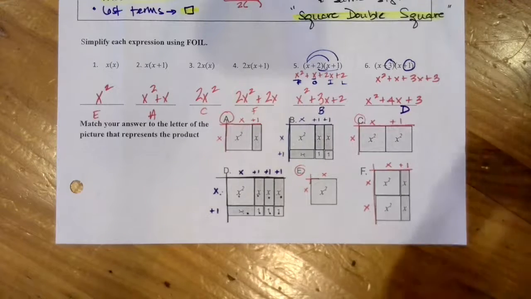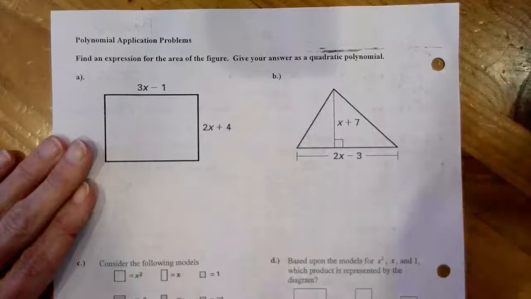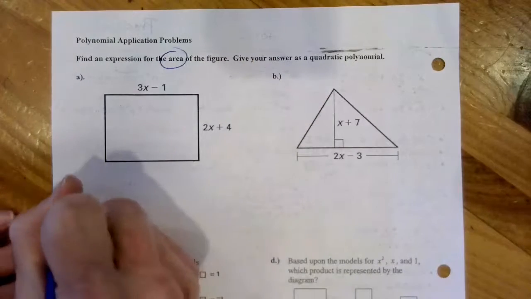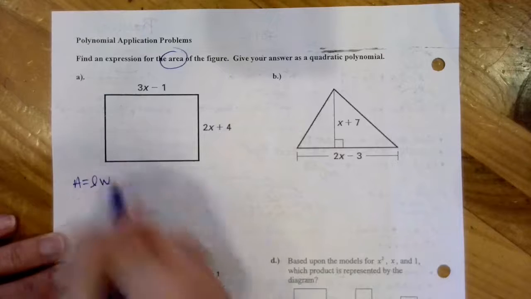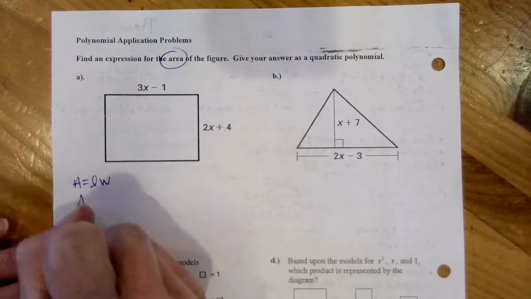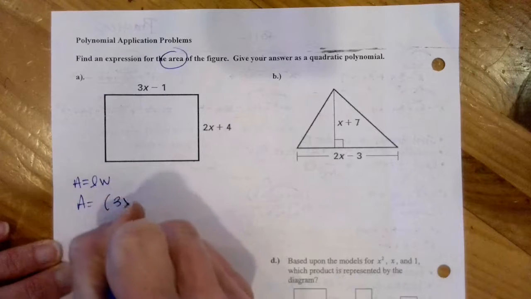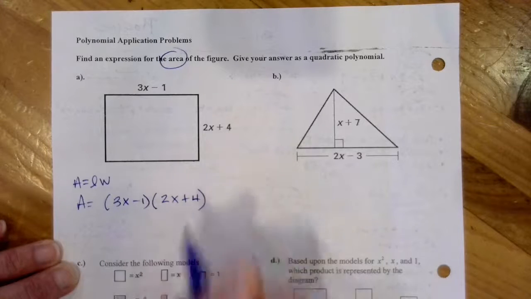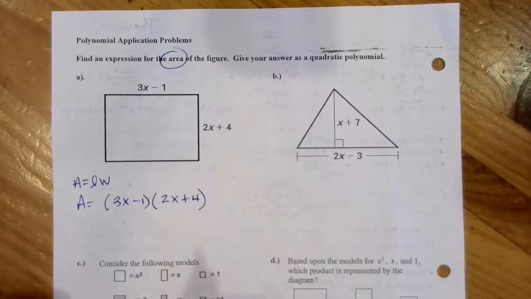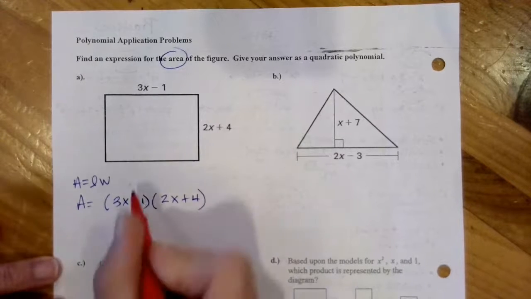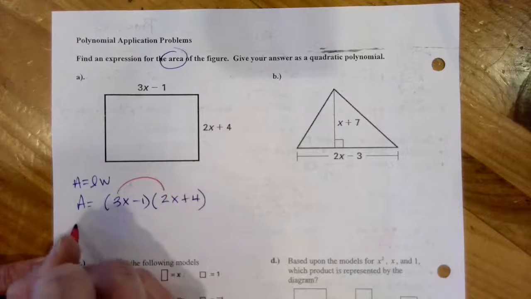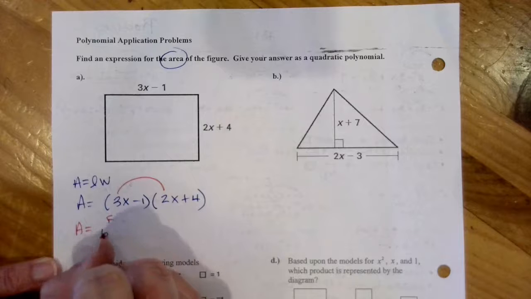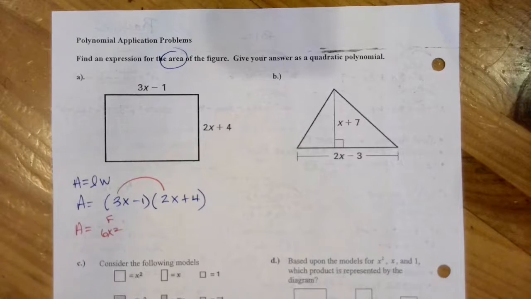All right, good job. Let's take a look at the back. All right, if I'm talking about the area of a rectangle is equal to length times width. So I'm going to say that my area is equal to 3x minus 1 times 2x plus 4. This is a great example of an application of needing to FOIL. So my area is going to be equal to my first terms is going to be 6x squared when I multiply 3x times 2x.